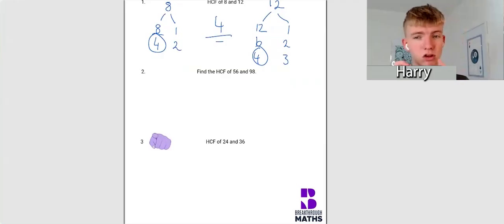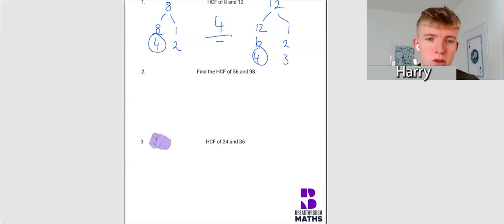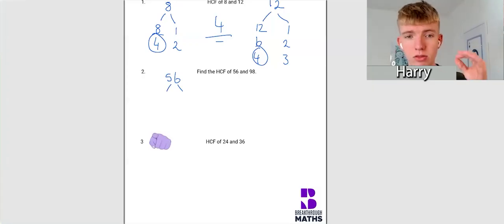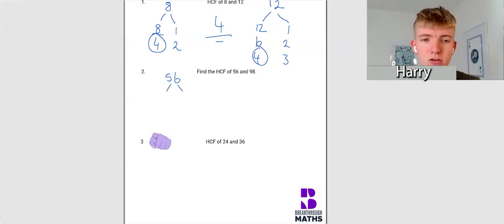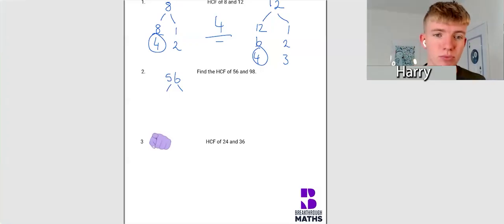Right, once again, highest common factor of 56 and 98. Here is where I'm going to use a slightly different method. All right, if you don't like it, don't use it. Simple as that. All right, so hopefully you guys have heard of prime factor trees. What I'm going to do is turn this 56 into a prime factor tree. So what I'd like to do is just take half of it each time. So half of 56 is going to give us 28.